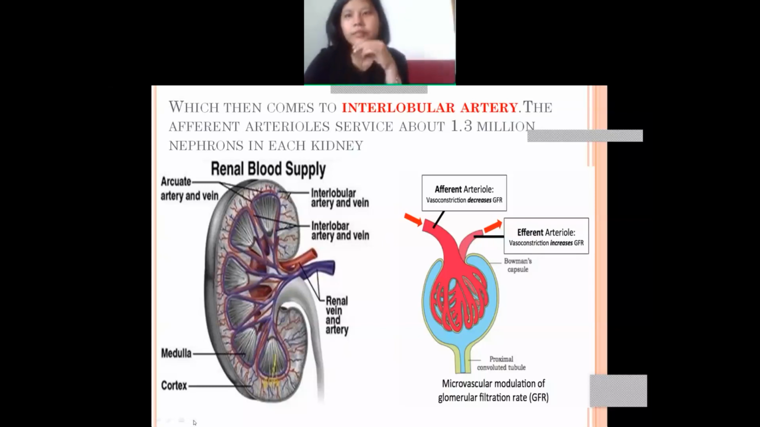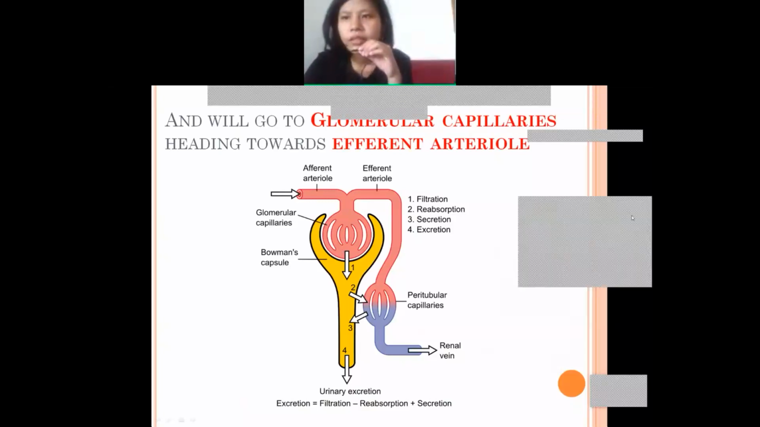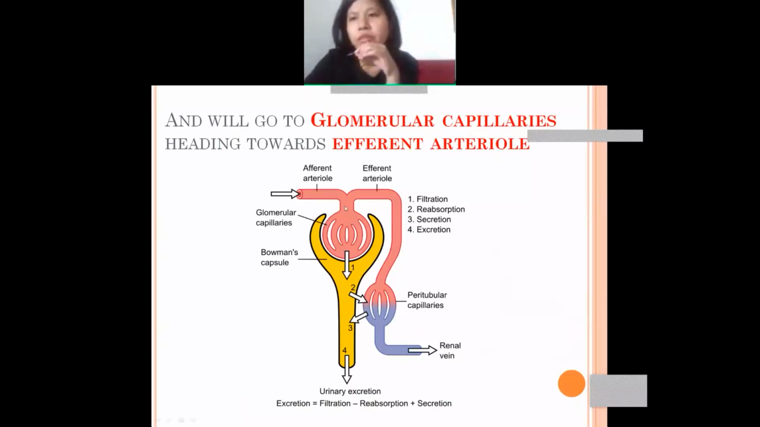Okay. And after the afferent arteriole, this is the nephron, don't get confused. After the afferent arteriole, it will go towards the glomerular capillaries. So this is the glomerular capillaries, and they will go towards where? They will go towards the efferent arteriole. So this is the efferent arteriole. Understand?